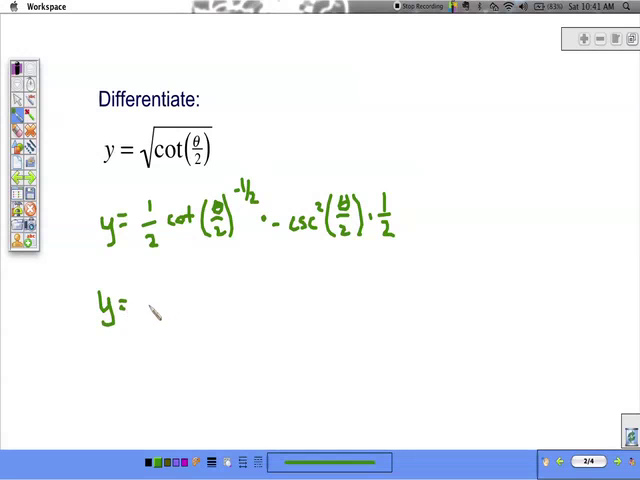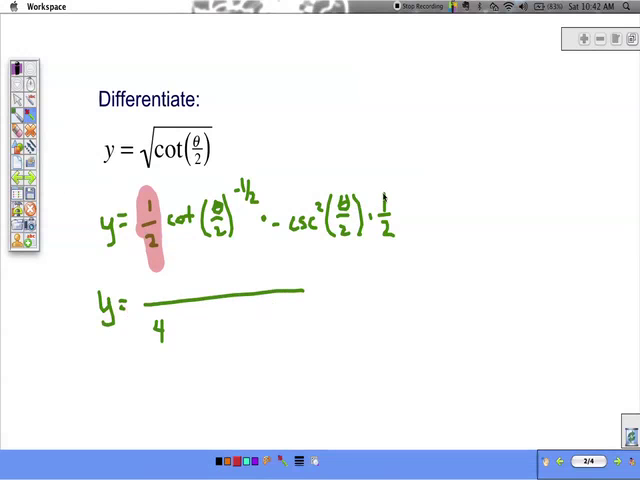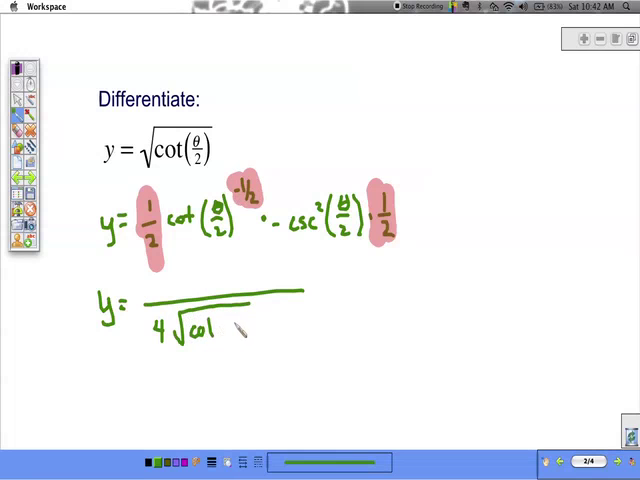This can be cleaned up just a little bit into one fraction that's over 4, because we've got 1/2 and 1/2. The negative 1/2 power causes a square root of cotangent theta over 2 on the bottom. And in the numerator we have negative cosecant squared theta over 2. So here is dy d theta.